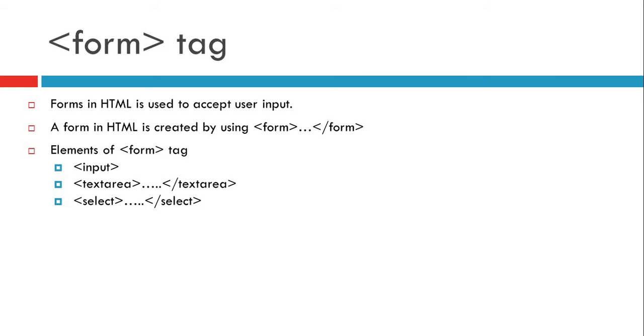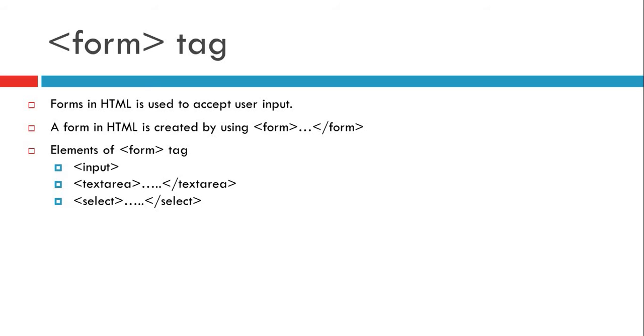Form has three elements. The first one is the input tag. Input tag is a standalone tag. This means it has no closing. Input tag is used to create different types of controls on the web page. Next is the textarea tag. Textarea is a paired tag. It has a closing also. Textarea tag is used to create a multi-line text box.